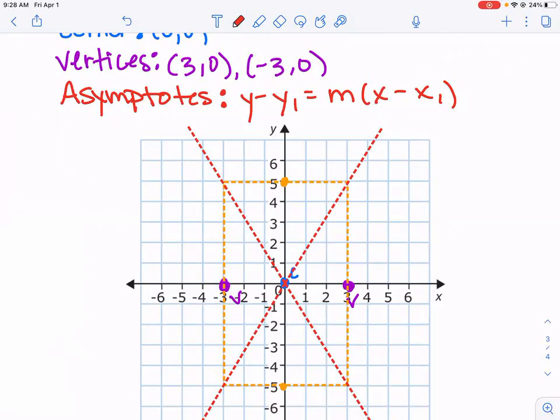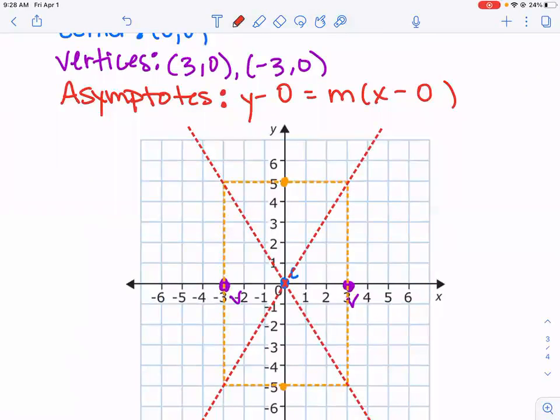Now, when we name our asymptotes, we are going to use point-slope form. So I've written point-slope form up here. What did we say the point was that we were going to use every time? The center. So I'm going to go x1, y1, and I'm going to replace it with the center.